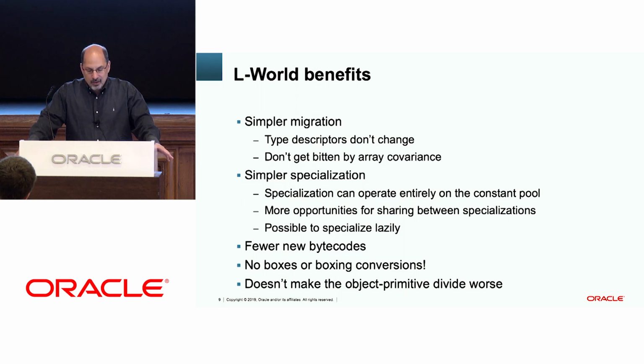By rejiggering the model, we put more work on the VM. We got a programming model that is more familiar to Java developers, that hasn't yet addressed the object primitive divide, but one impossible problem at a time.